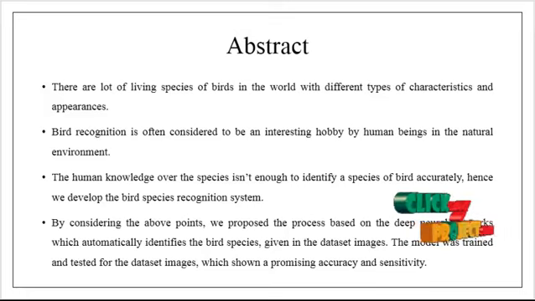By considering the above points, we are going to develop a process based on the deep neural networks algorithm, which automatically identifies the bird species given in the dataset images. The model was given two types of training and testing for the dataset images, which shows promising accuracies and sensitivities. By using these two, accuracy and sensitivity, we can justify whether our process is efficient or not.